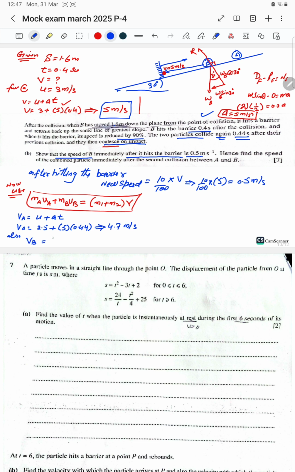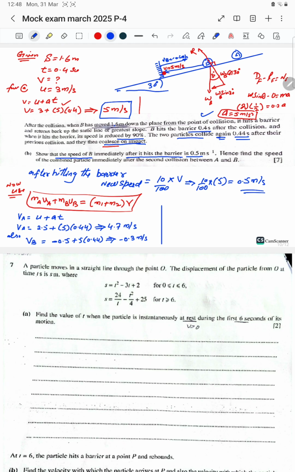Same goes for B. VB will be u plus at. U was reduced and becomes minus 0.5 because it goes in the opposite direction. So VB will change from minus 0.5; minus indicates that it is going in the opposite direction. Now VB is minus 0.5 meter per second, because the direction is changed. That's why we put minus, plus a is 5 and time 0.44. So it comes to be minus 0.3 meter per second.